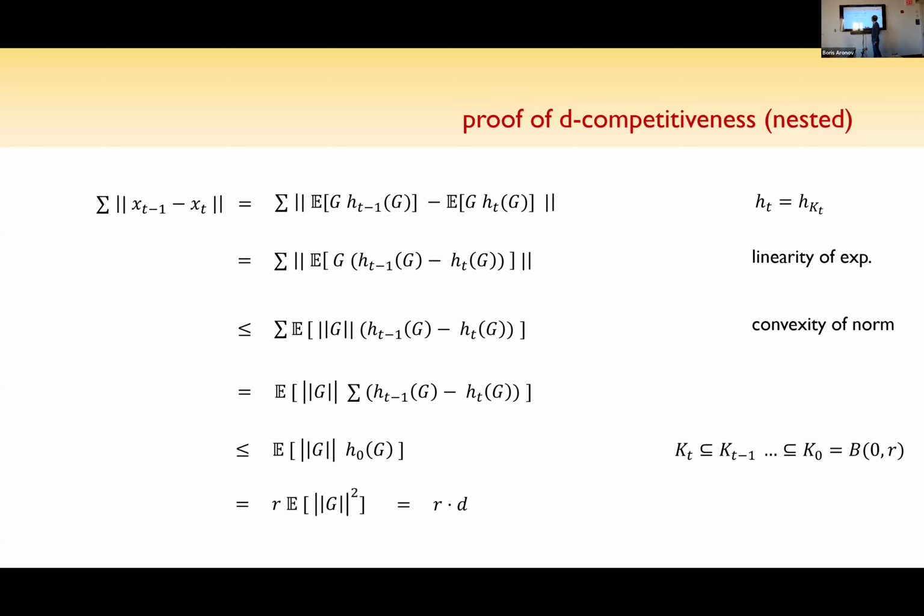Where did the R come from? Sorry, no, I don't know. This is the unit ball. Forget the R's. I was doing it for the R radius ball, but it's the unit ball. Forget it. So it's the norm of g squared. You know what the expectation of the norm of g squared for a Gaussian is.